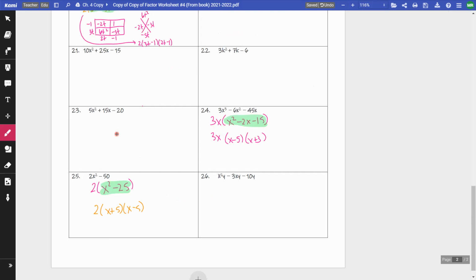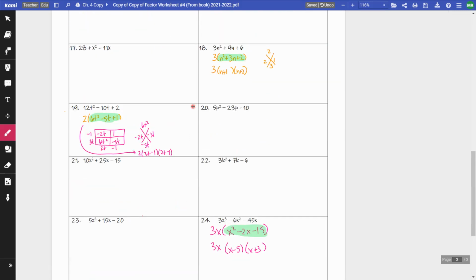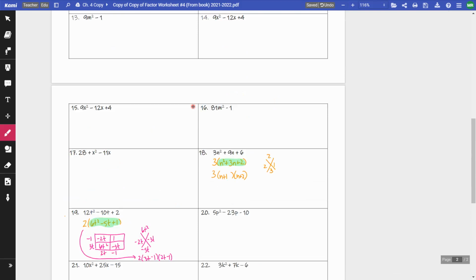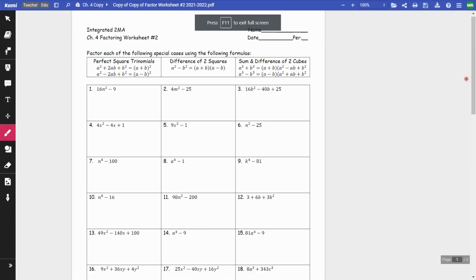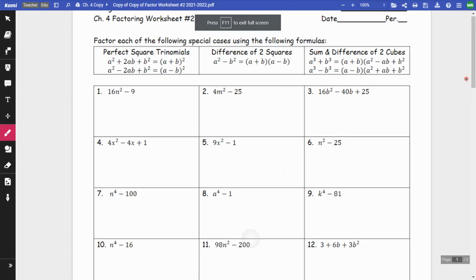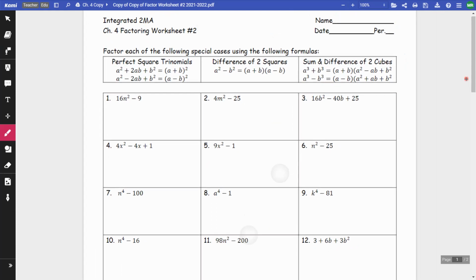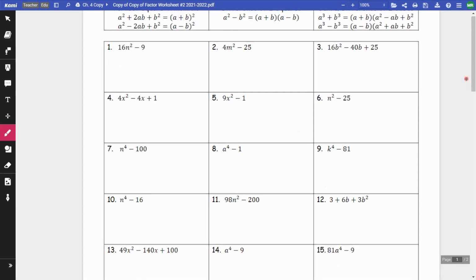Now, there were some that we had on our classwork from the other day. I'm going to get that up real quick and show you ones where maybe you can do a difference of 2 squares twice, or maybe a perfect square and a difference. So let me pause for a second and get that open. So this worksheet was the one where we had all the special ones. We had perfect square trinomials, differences of 2 squares, and sum and difference of 2 cubes.